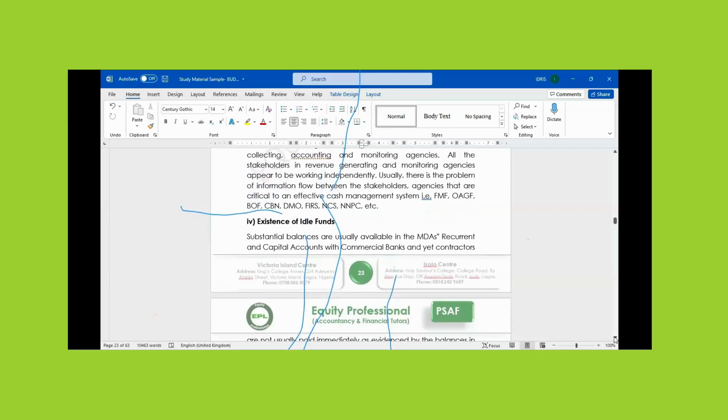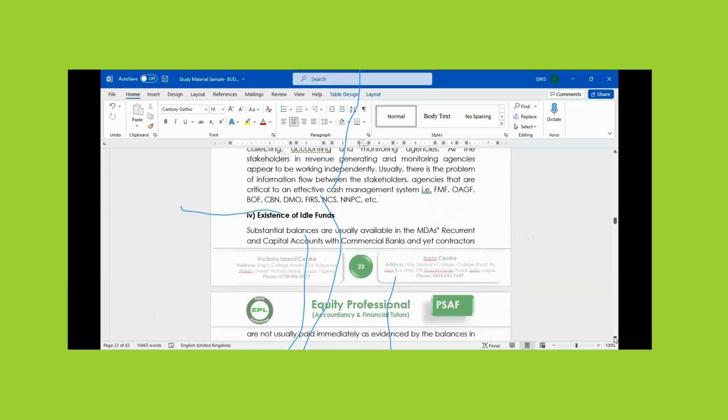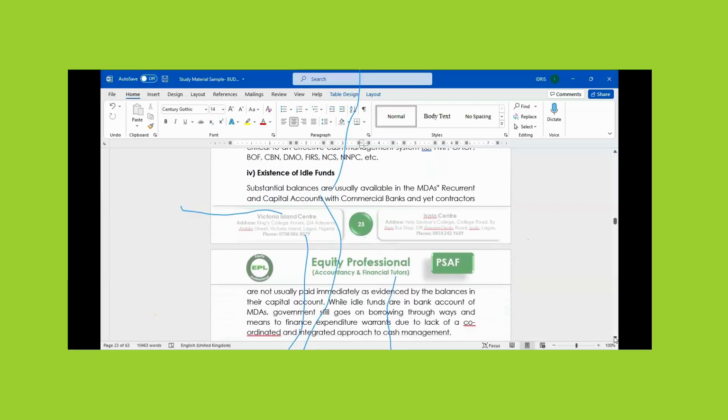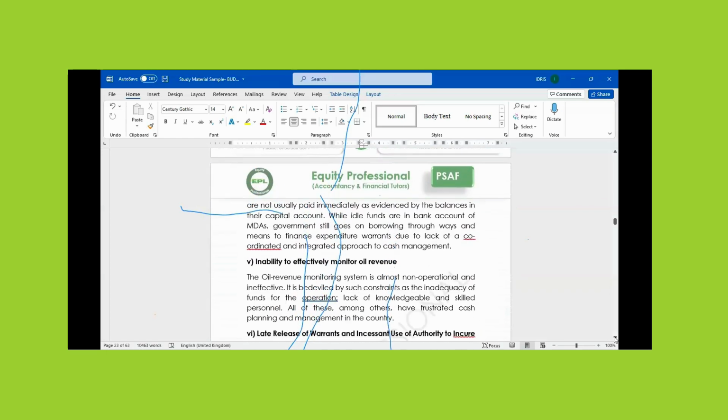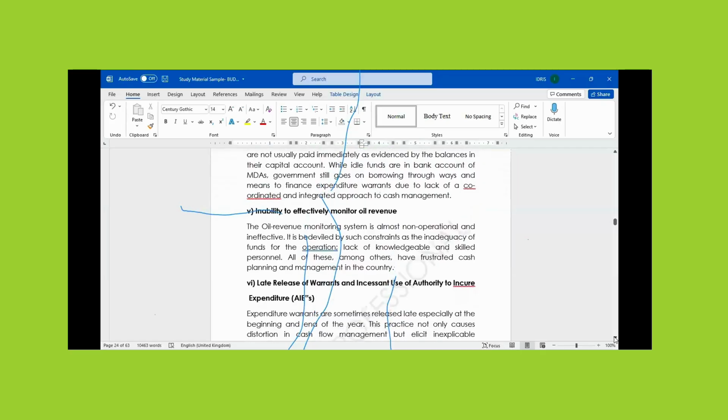Another one is existence of idle funds. We have some idle funds that are not judiciously used by government. Some of these idle funds are supposed to be put in a fixed deposit, but government is not doing so.